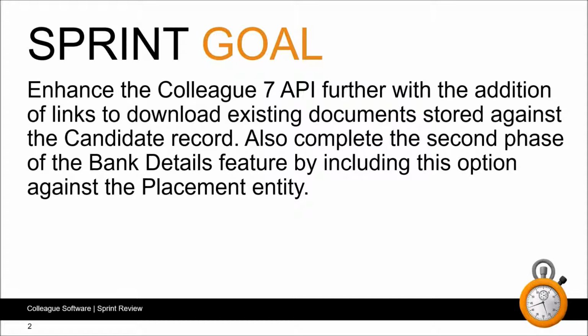We start with our sprint goal, and for this sprint it has been to enhance the Colleague 7 API further with the addition of links to download existing documents stored against the candidate record. Also to complete the second phase of the bank details feature by including this option against the placement entity.